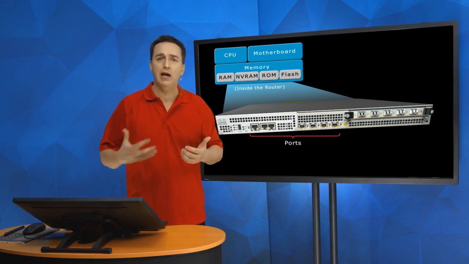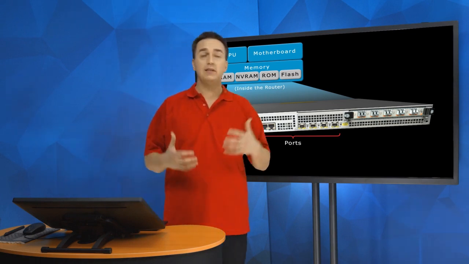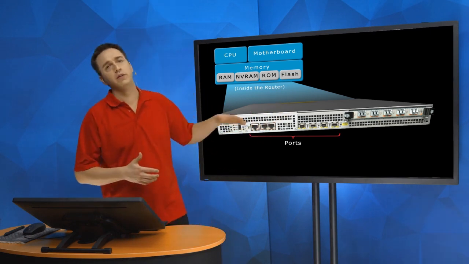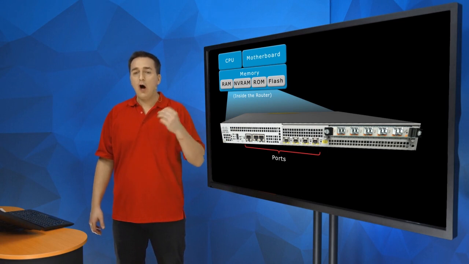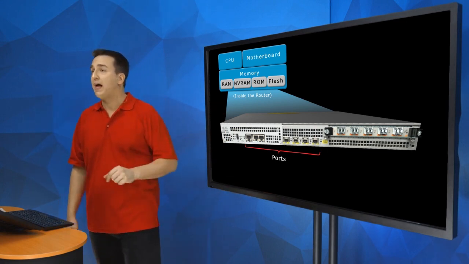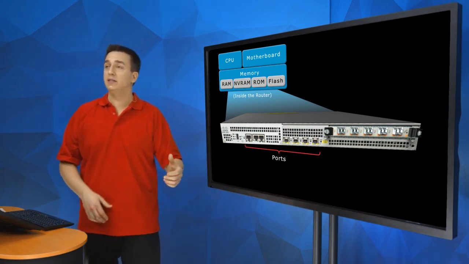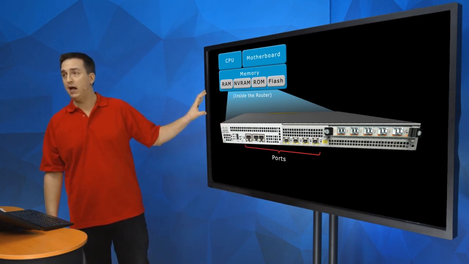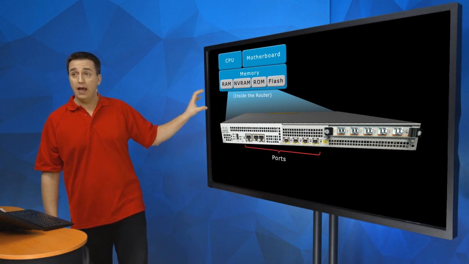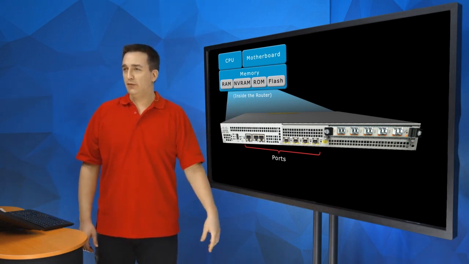It's like the hard drive you would have in your computer, but in this case, it's just Flash. There's no room for a hard drive in these routers. So we have Flash memory instead. So the operating system will be stored in Flash. And then when we load the device, the operating system is decompressed and loaded into RAM. So operating system runs in RAM, but it's stored in Flash.